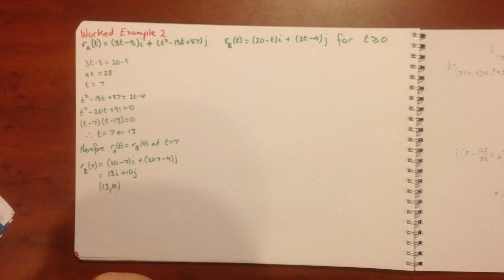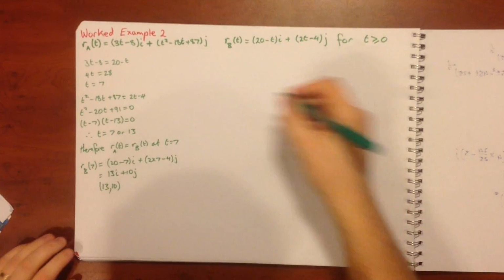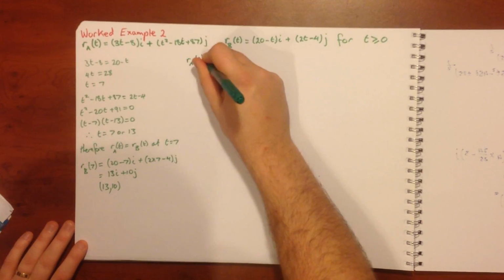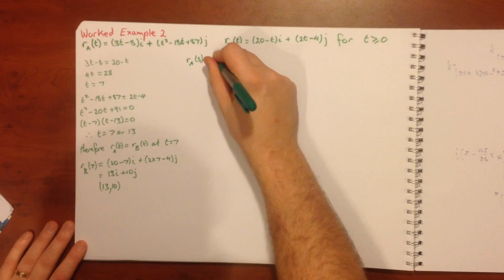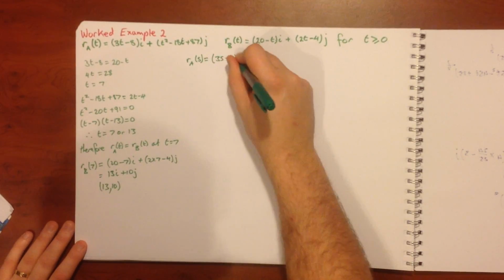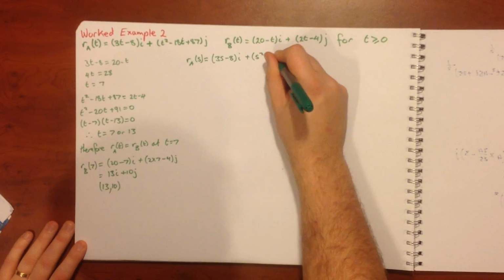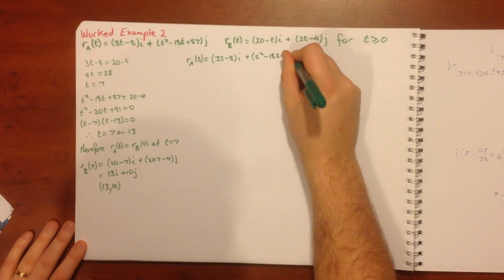Okay, so in part B, we need to find where their paths cross. Okay, so the particles' paths cross at different values of t. So what we need to do here is actually introduce a different parameter s. Okay, so we say, well, r a of s is equal to our 3s minus 8i plus s squared minus 18s plus 87j.